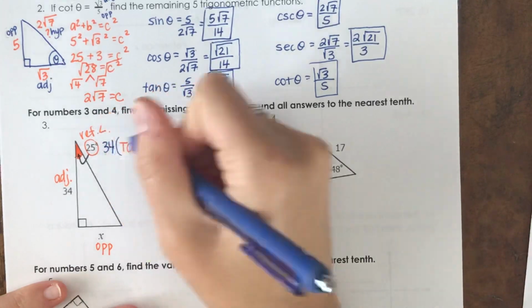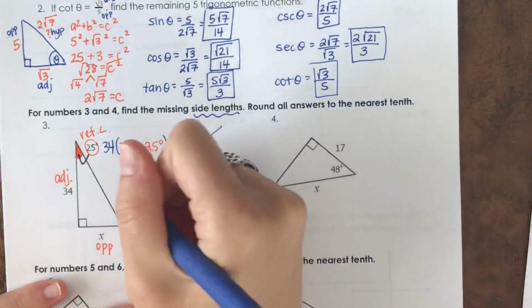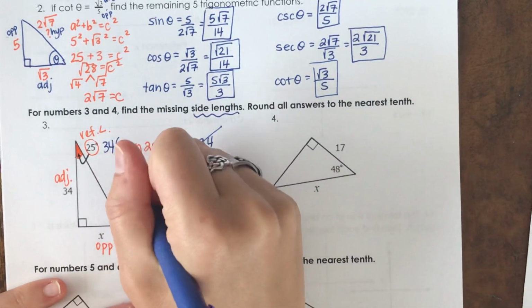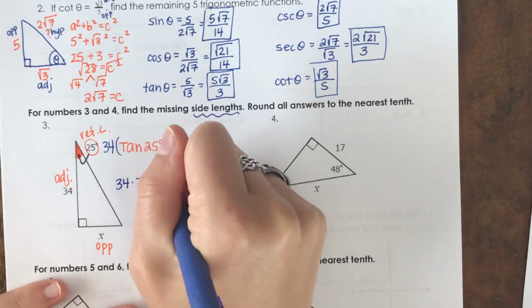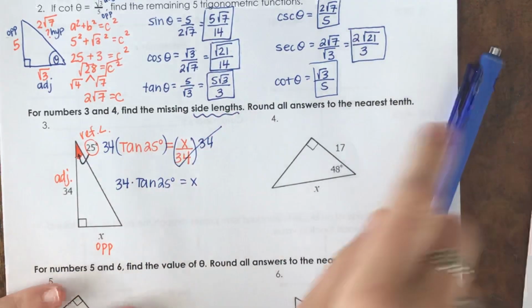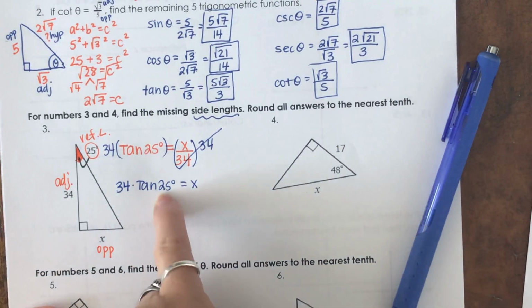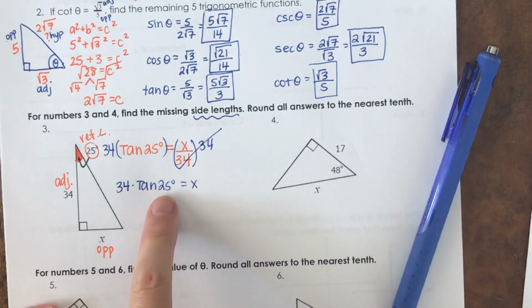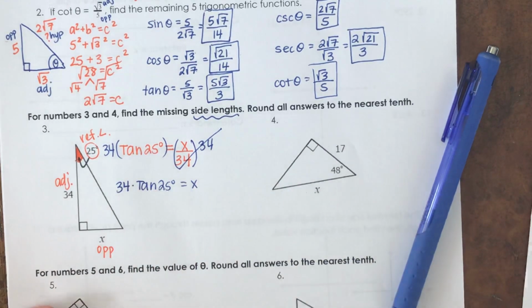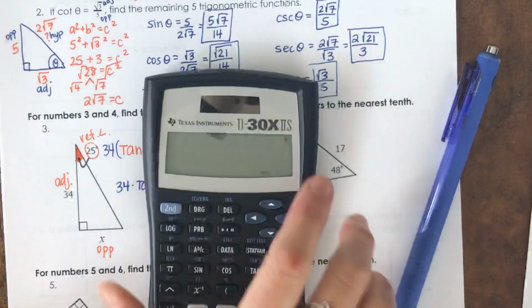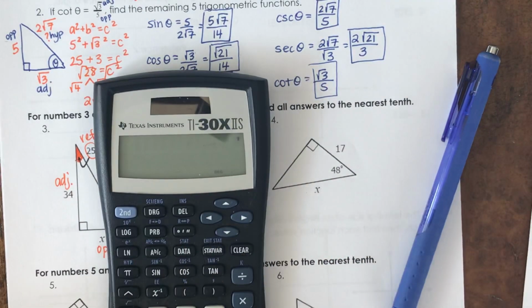When I do that, on the right, it's going to cancel. I'm left with 34 times the tangent of 25. And all I have to do now is put that in my calculator. Now remember, if you're putting it in your phone, I unfortunately can't show you because I'm using my phone to tape myself right now. If you're going to put it in your phone, you have to make sure you put the 25 before the tangent. If you're using a calculator like this, you can just straight up put it into your calculator.